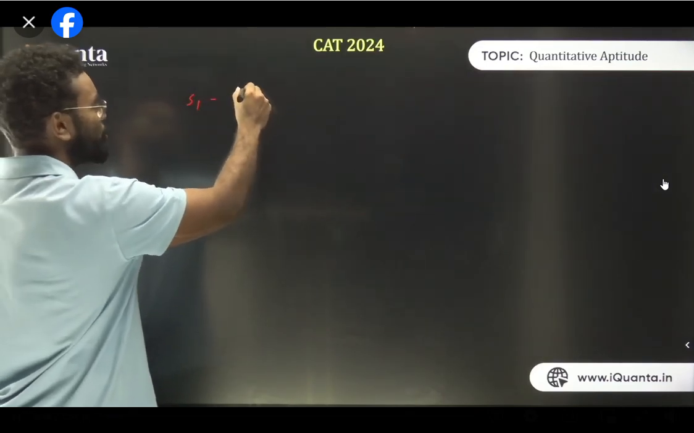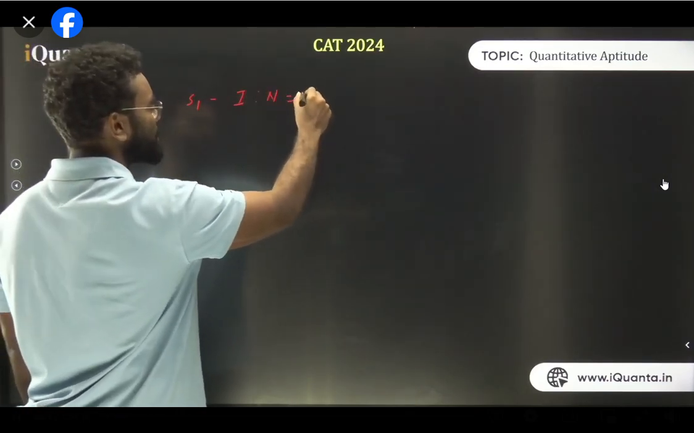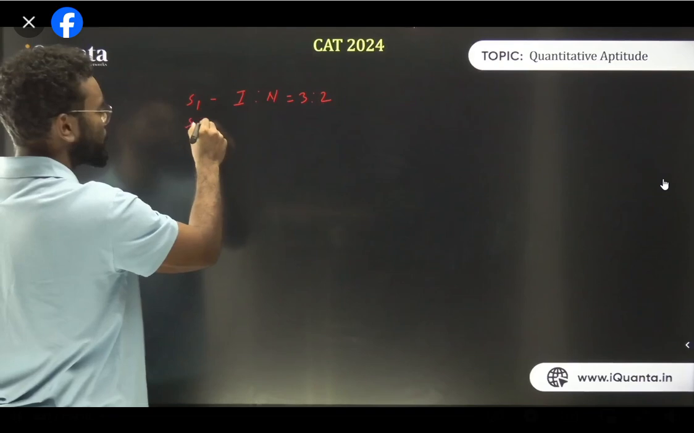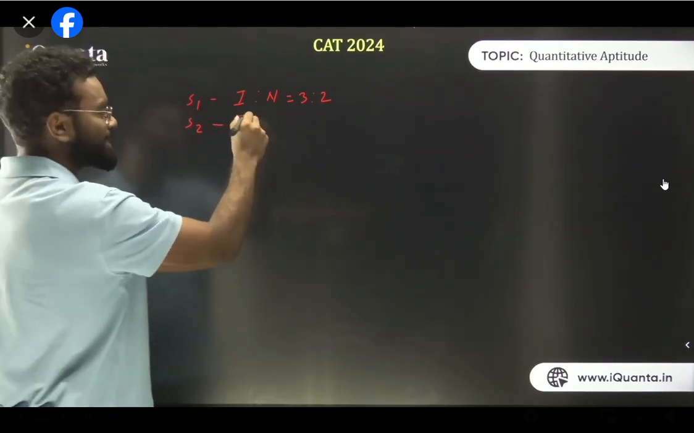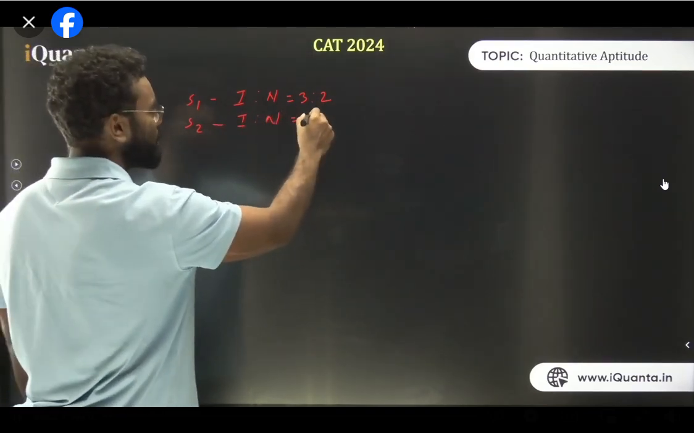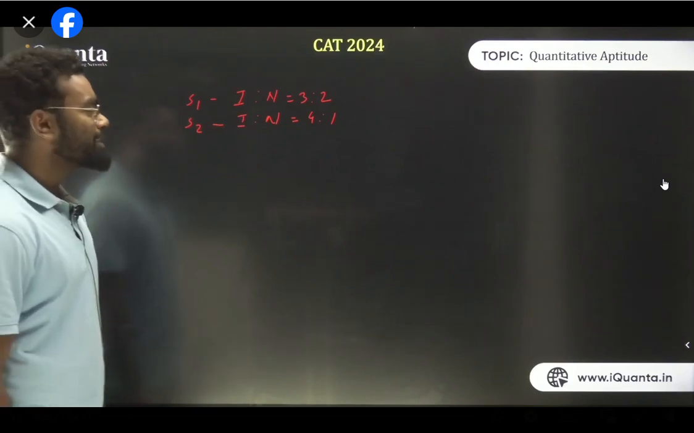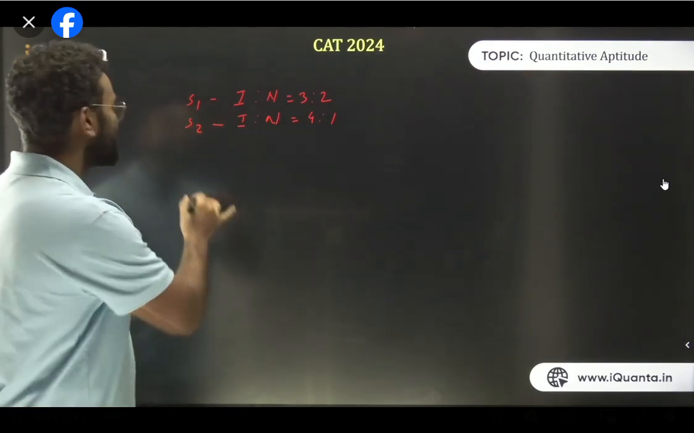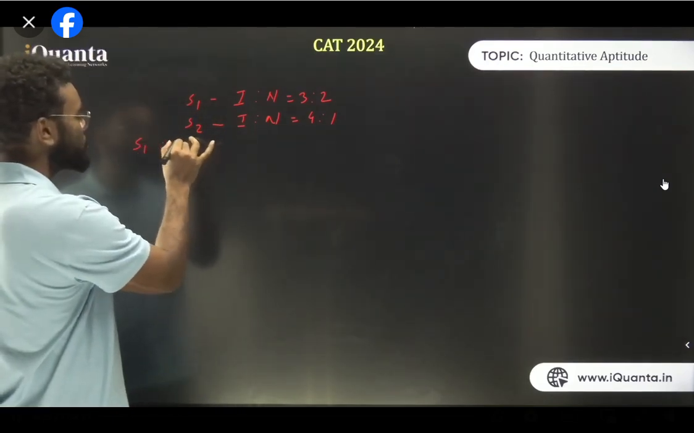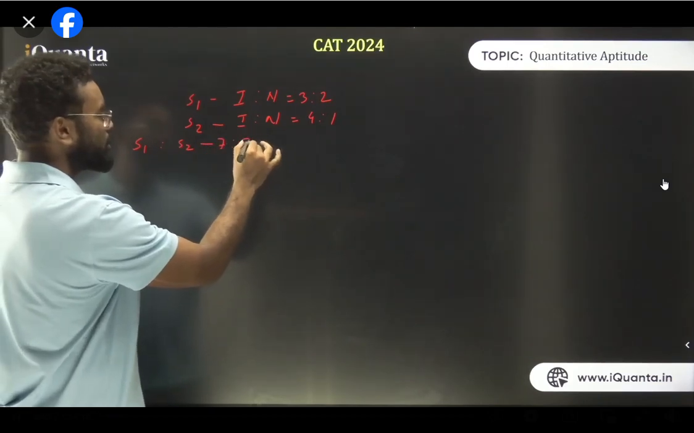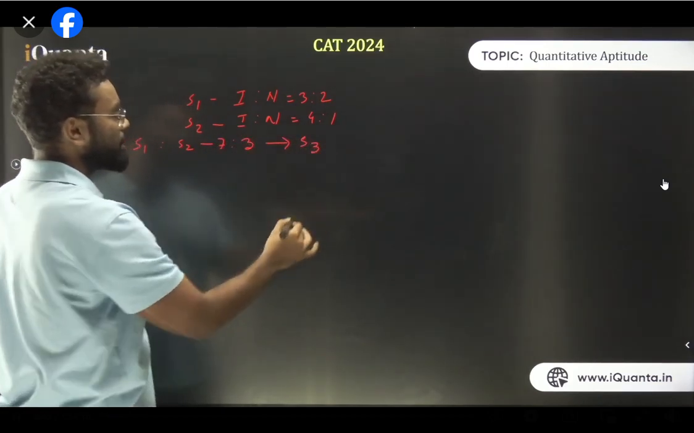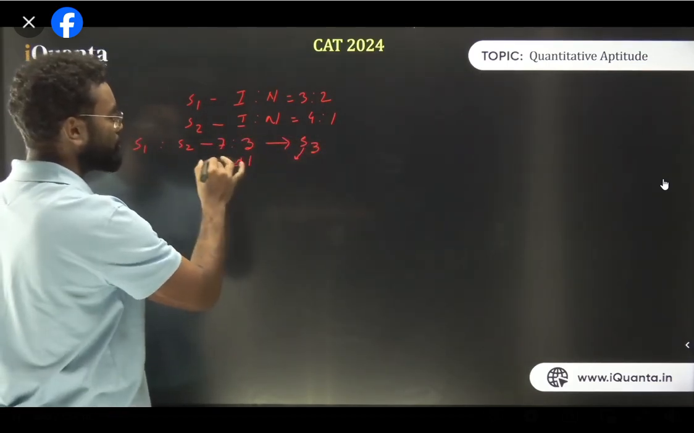In steel 1, the ratio of iron to nickel is, let's say, 3:2. In steel 2, let's say the ratio of iron, this is called an alloy. Steel is basically an alloy. And the ratio of iron to nickel is, let's say, 4:1. So one is steel 1, one is steel 2. Fair enough? Now let's say I mix steel 1 and steel 2 in the ratio 7:3 to form another steel which is S3. Now the question is, in S3, what is the ratio of iron to nickel?